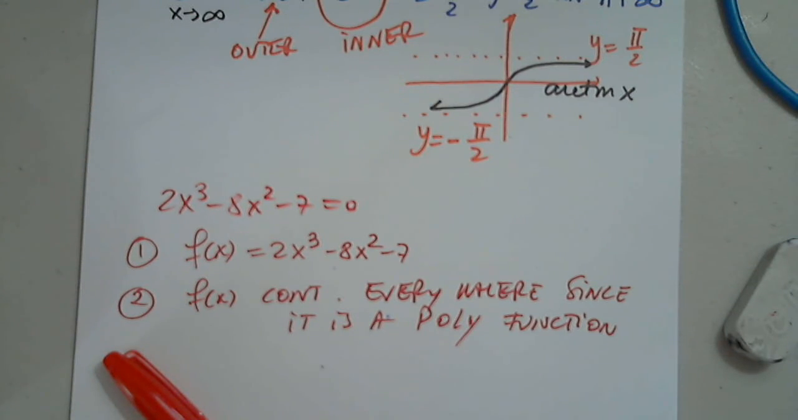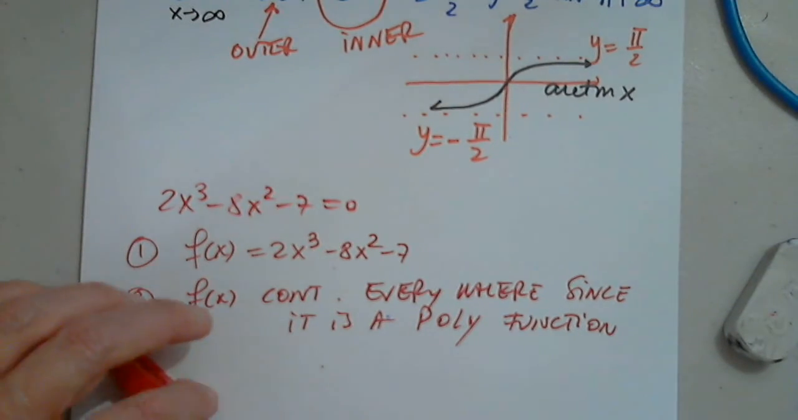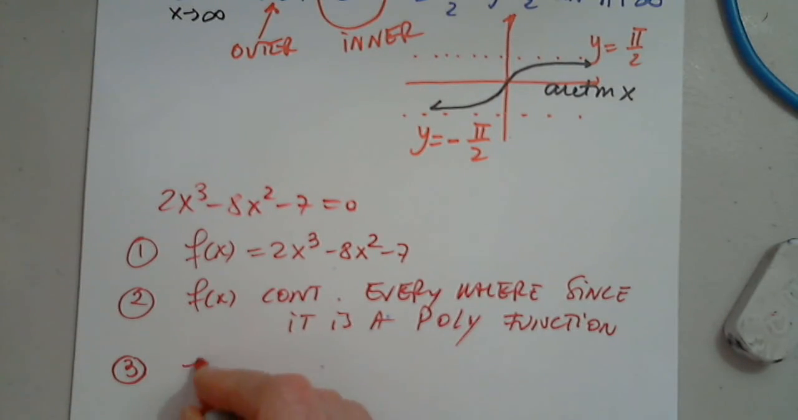Got it. Between 4 and 5, the function changes sign. F of 4 is a negative number. F of 5 is a positive number. The function may have more than one solution. I don't care. I'm only asked to determine one.